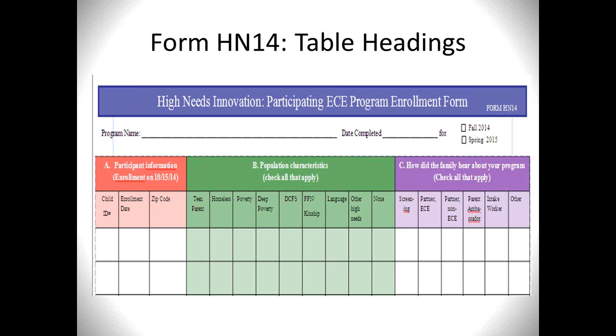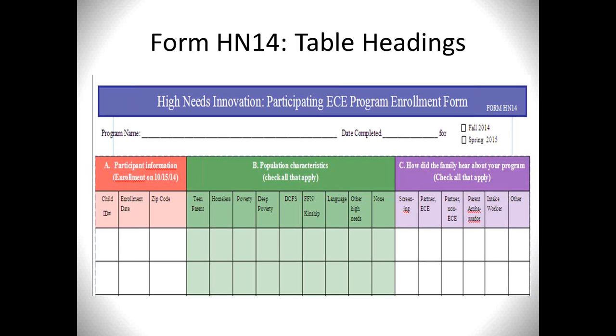For Table A, on the left side, that says Participant Information, you will include an assigned unique identification number for each child enrolled in your program. This number will correspond to the child's name and is used for confidentiality purposes when submitting the data. You'll also insert the enrollment date of that child when that child enrolled in your program. You'll also insert the 5-digit zip code in which the child resides.